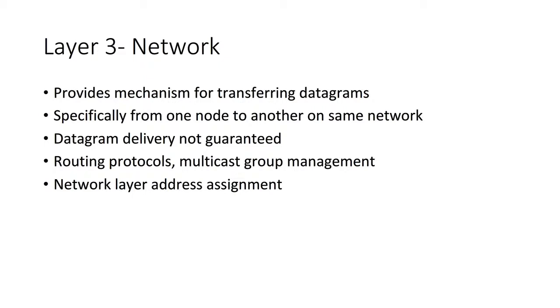Some things that would fall into the network layer would be routing protocols and multicast group management. Network layer address assignment also takes place in the network layer. When you're thinking in terms of a device that might fall into layer 3, oftentimes routers are considered layer 3 devices.